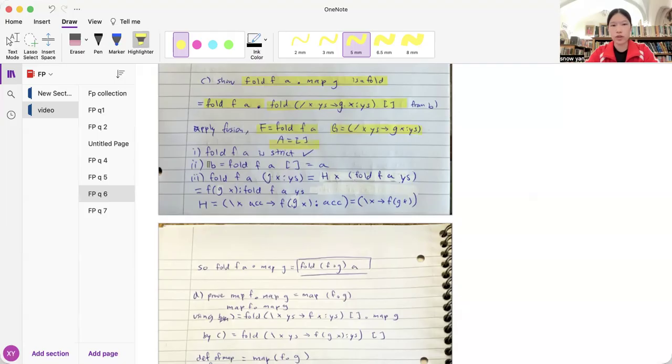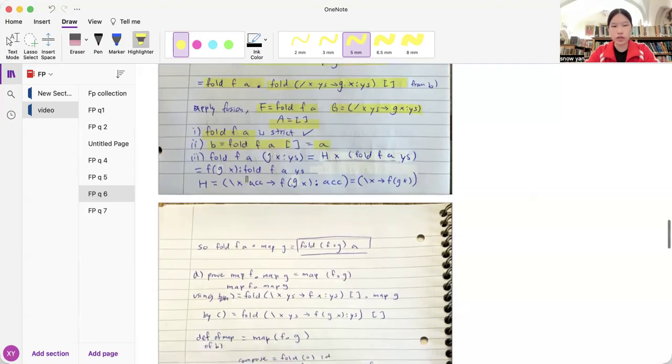So then we check the three conditions. First, check fold FA is strict. Yes, that's true. The second one is B is equal to fold of FA of empty, which is A. And then the third condition is checking FGXY is equal to HX of FY. Now we just plug the following things in and we could get this. And then we can make some progress by simplifying it.